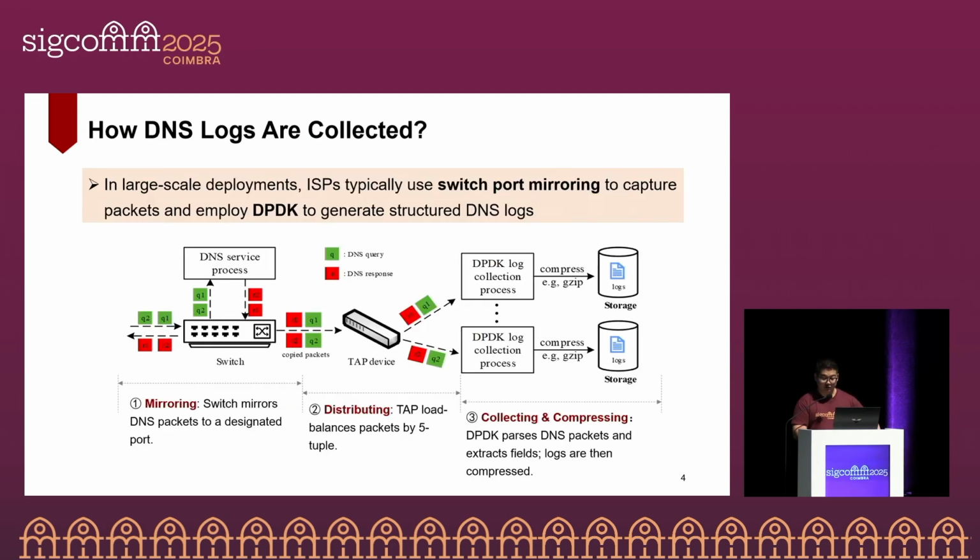In large-scale setups like ISPs, DNS logs are usually collected using switch port mirroring and DPDK. Here is how it works. First, the switch mirrors DNS query and response packets to a dedicated port. Then, a TAP device sends these packets to multiple processing threads for load balancing. Next, DPDK parses the packets, extracts key fields like domain names and IP addresses, and turns them into structured logs. Finally, these logs are compressed, typically using tools like gzip.